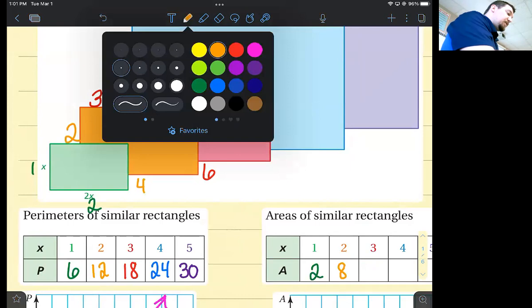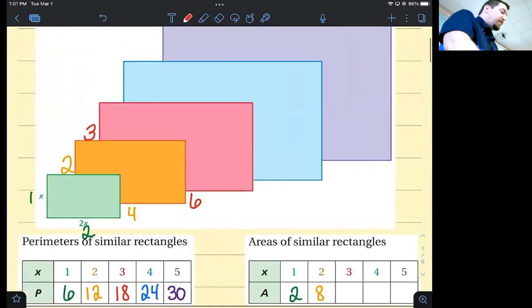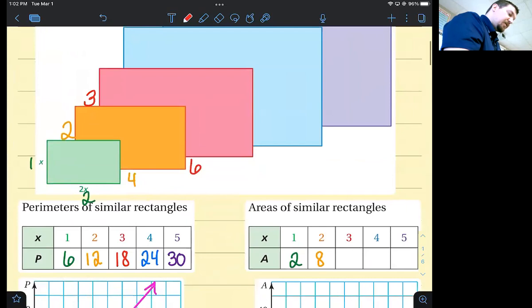If I input 2 for X, we know that makes the length 4. And what's the area of that orange rectangle then? 8. Now I'm going to have to see 3 numbers to predict, see if there's a pattern, right? Because right now I can say, oh, it's just increasing by 6 again. If I plug in 3, that means my width is 3, my length is 6. What's the area of the red rectangle? Alex? 18. So already I'm seeing this is not linear.